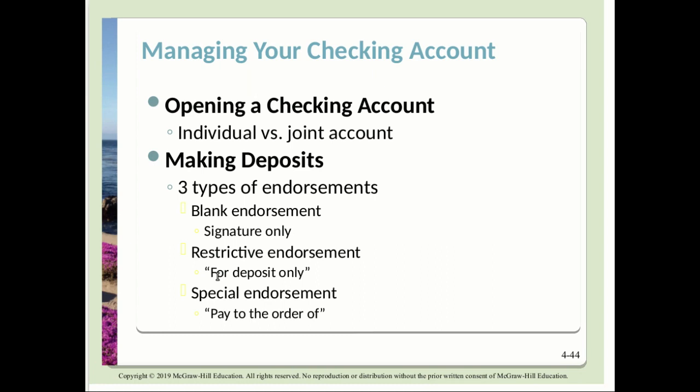One of the things that you might want to do when you get a check, to protect yourself, is write on there for deposit only, and put your account number on there and then sign it. That way, if somebody gets that check, they cannot deposit that check. You can also do a special endorsement. In other words, here's my endorsement, you sign it, pay to the order of, and you write in who it is that you want to cash that check.